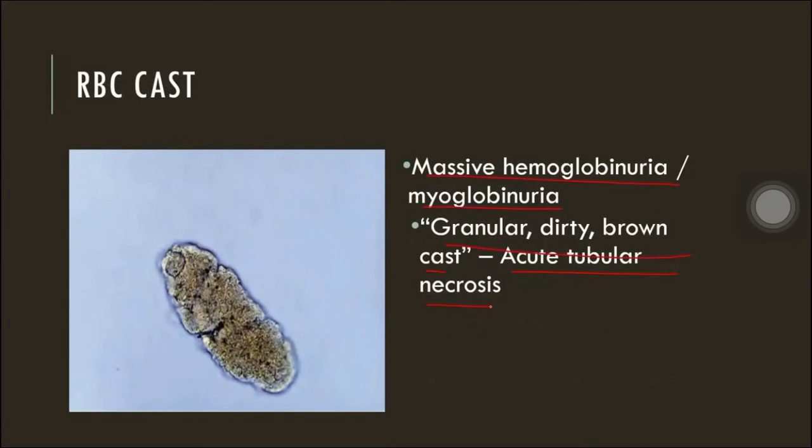Aside from what I mentioned, one more clue that there is acute tubular necrosis is the characteristic odorless urine. For odorless urine, it may indicate acute tubular necrosis.